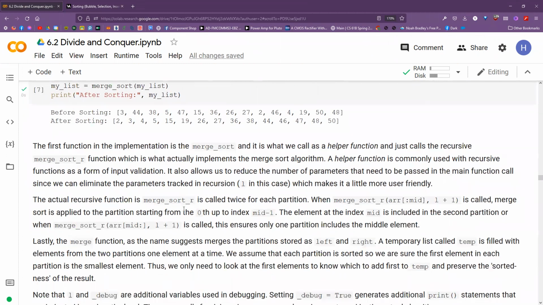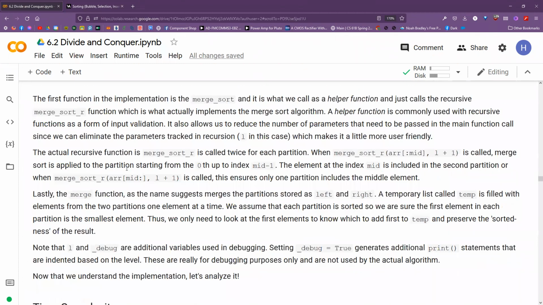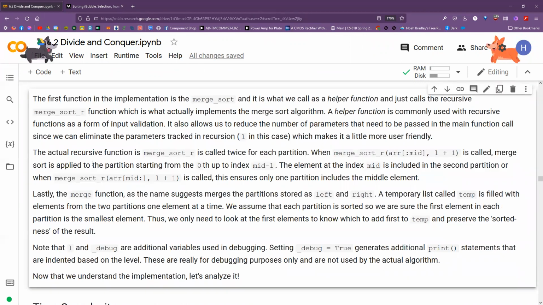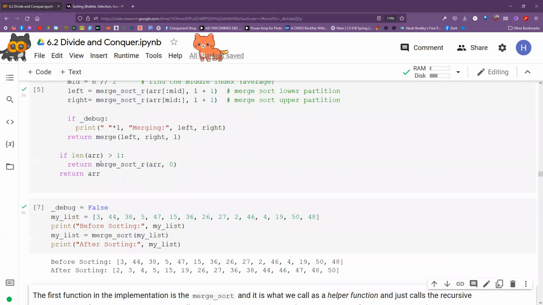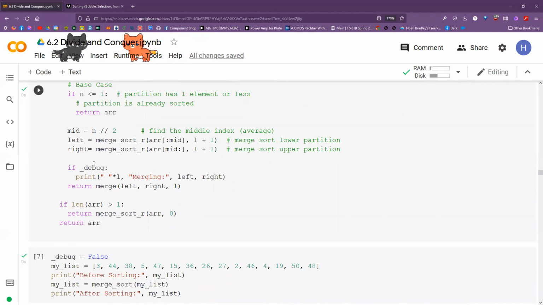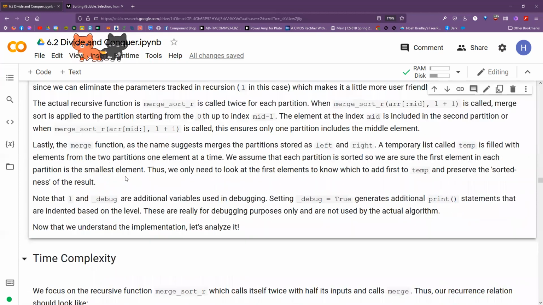But either way, I guess yung text natin dito just explains how the algorithm works. So, yung recursive na merge sort is called twice for each partition. So, yung colon mid para dun sa 0 hanggang mid minus 1 na element, and then from mid to the last element is yung other call. And then lastly, yung merge function. It merges yung ating left and right partitions na sorted using merge sort.